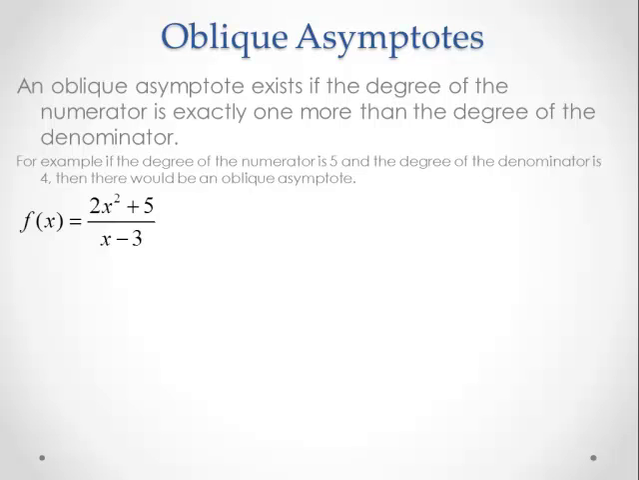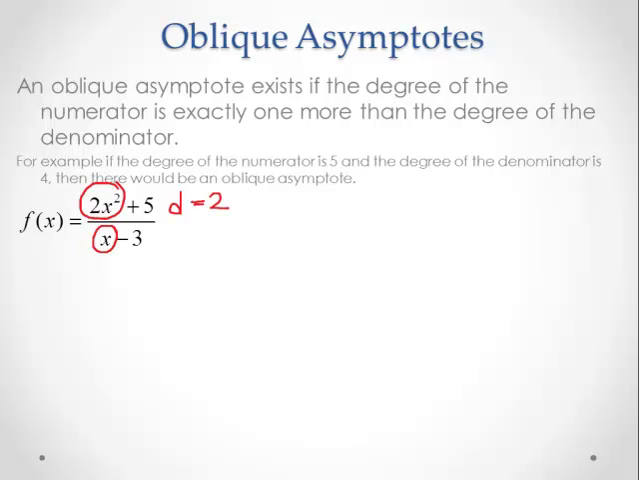If the degree of the numerator is exactly one more than the degree of the denominator, there will be an oblique asymptote. For example, if the degree of the numerator is 5 and the degree of the denominator is 4, then there would be an oblique asymptote. And the example that we have here would also have an oblique asymptote, and we're actually going to go ahead and find it. In this case, the degree of the numerator is 2.